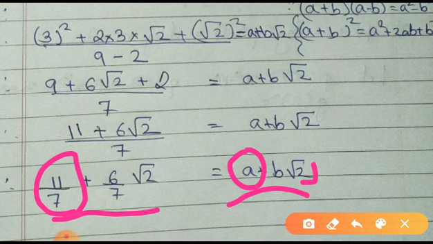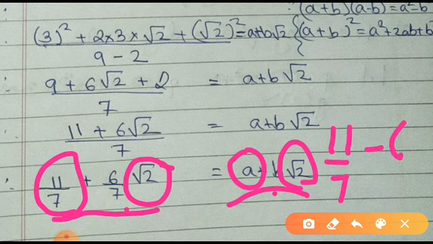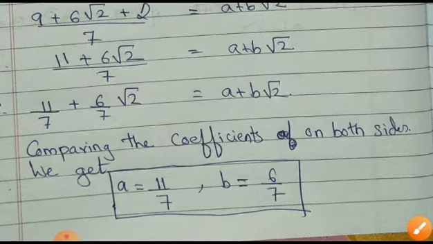Next, here I have root 2, here also I have root 2. So what is the coefficient of root 2 here? b. Here, what is the coefficient of root 2? 6 by 7. Suppose I had got the answer as 11 by 7 minus 6 by 7 root 2, then the value of b would be minus 6 by 7. Hope this is clear. So the values of a and b I got are 11 by 7 and 6 by 7.